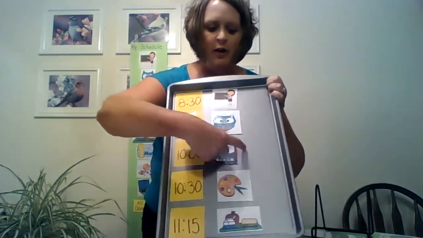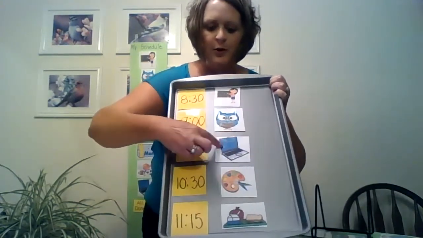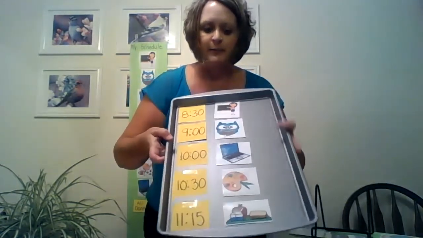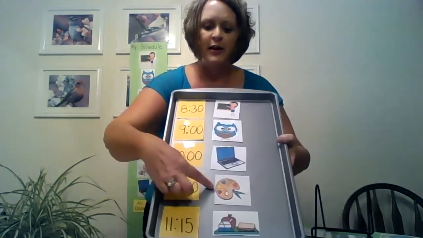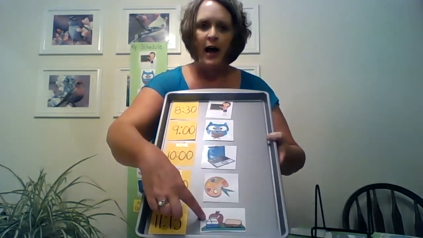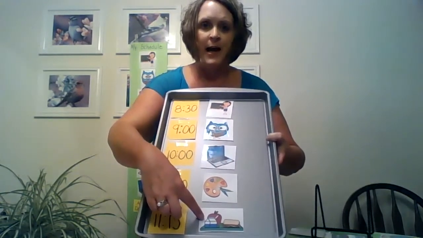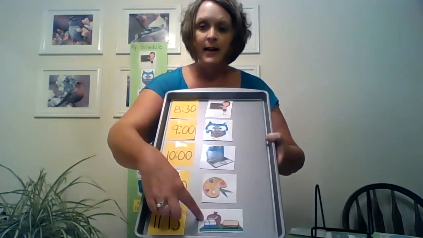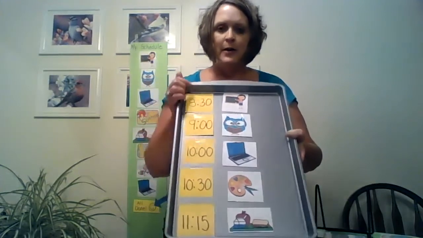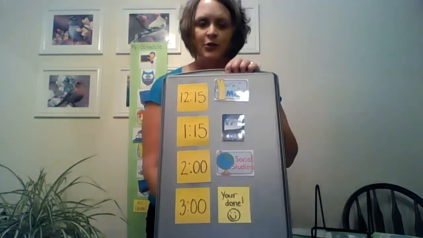So maybe your child has the computer at home. So we're going to have computer where we might be working on Seesaw or in Schoology. Then at 10:30, we might have arts. 11:15 is lunch and a break and recess. And this might be the time you let your child go outside and run around and just have a break from the morning.